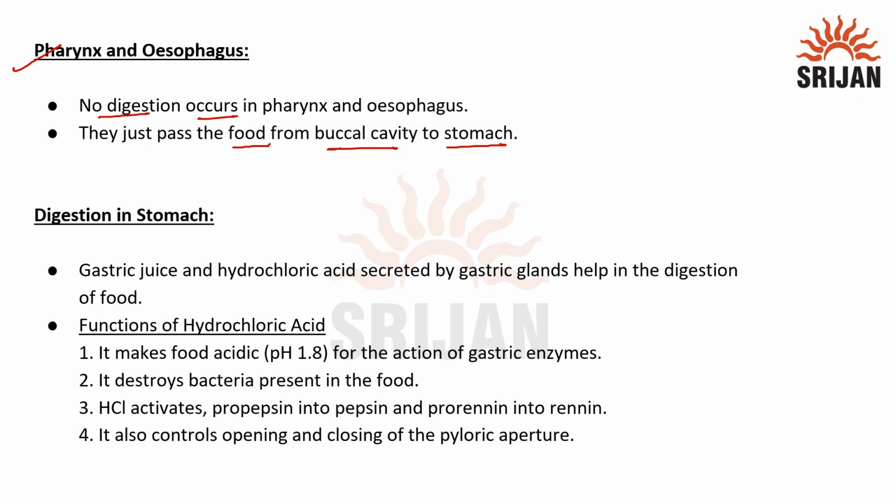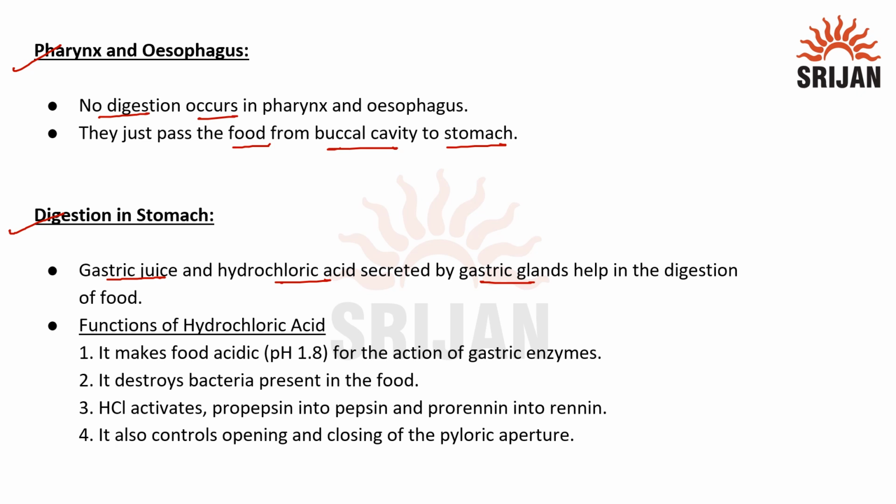Next, we are going to talk about digestion in the stomach. Digestion in the stomach involves certain digestive juices, and those present in the stomach are called gastric juice. Gastric juice has hydrochloric acid in it, secreted by the gastric gland, and this helps in the process of digestion of food.